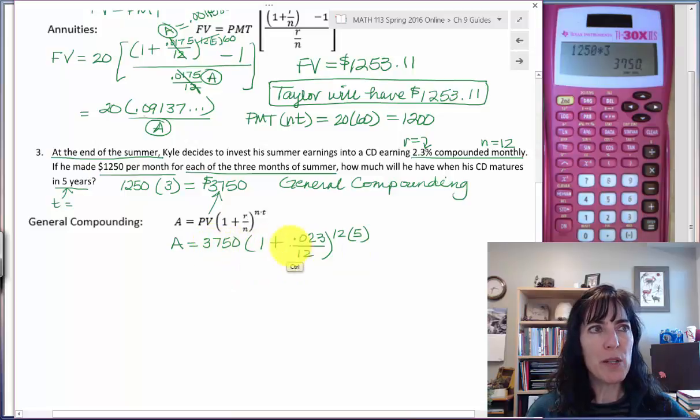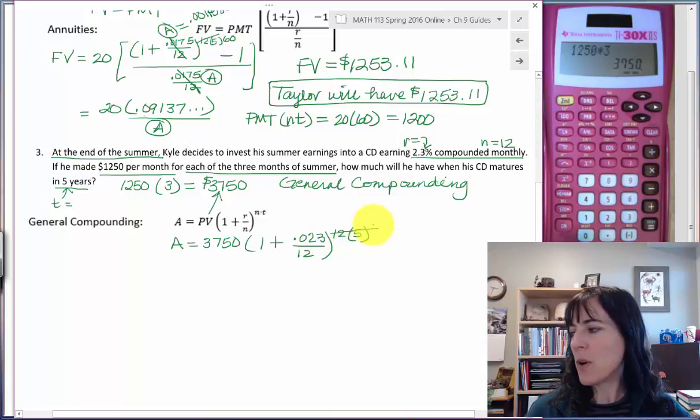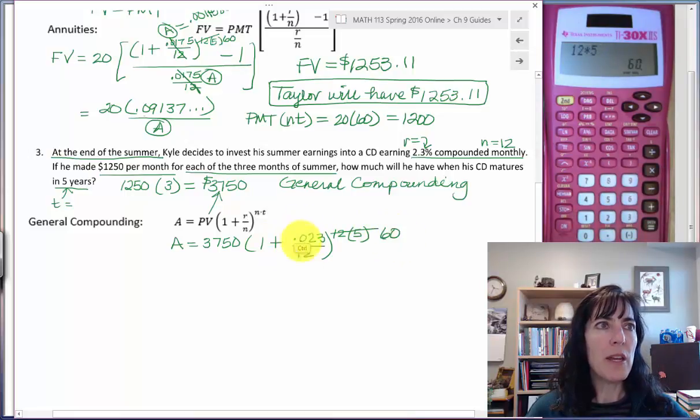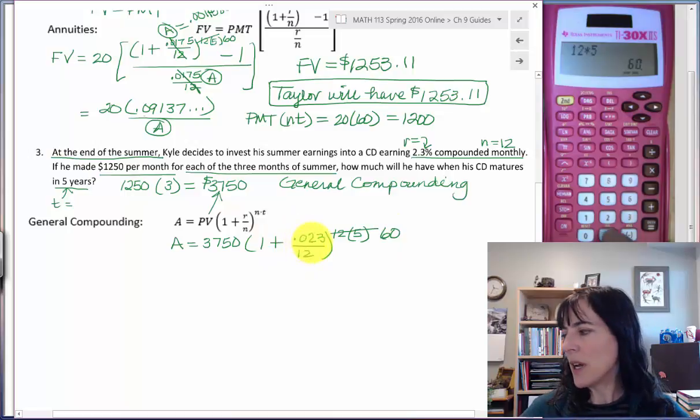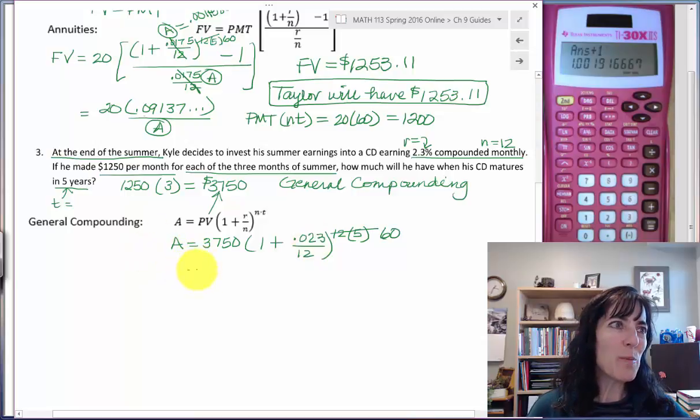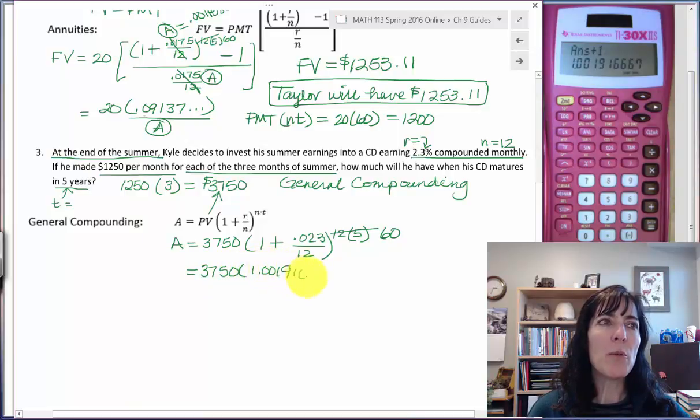So here I have 3,750 and 1 plus 0.023 over 12 raised to the 12 times 5. I need to figure out that 12 times 5 first, which is 60. I'll write that down. And then I will go to the 0.023 next, divided by the 12, and add the 1. And if I'm writing a lot of steps, then I would probably put a step here, 3750 times 1.001916, repeating, to the 60th power.